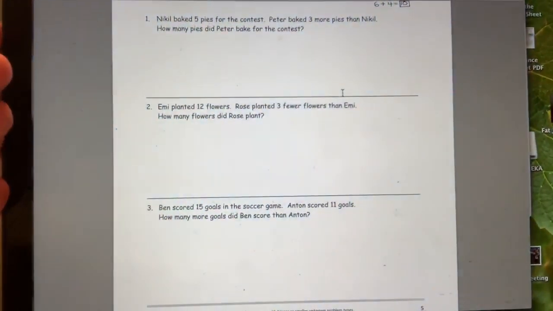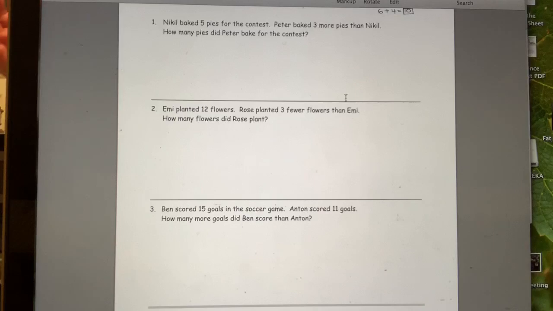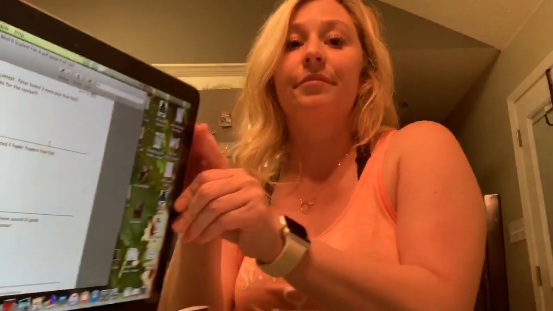So here's the first problem that I'm going to show you and read to you. Nikki baked 5 pies for the contest. Peter baked 3 more pies than Nikki. How many pies did Peter bake for the contest?